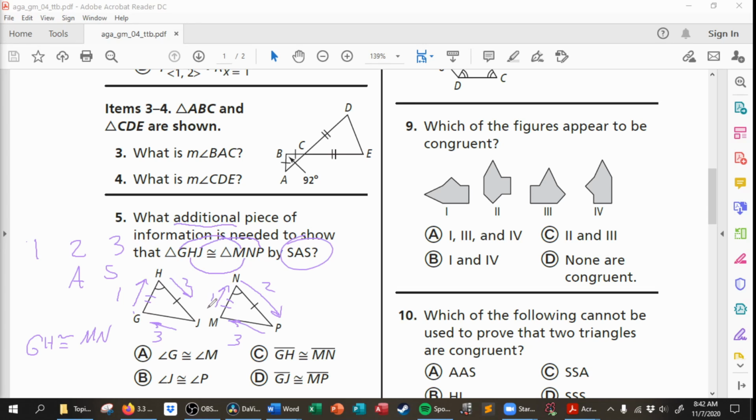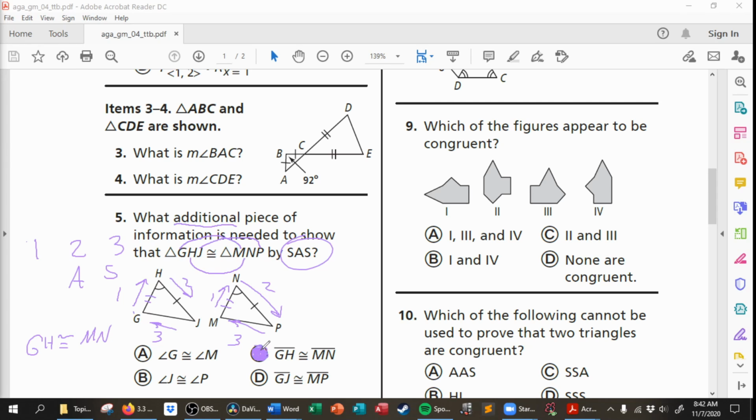And if you're watching the video, I just came to the realization I skipped question 3 and 4, so we're doing them a little out of order. Sorry about that. But let's knock this one out. GH to MN would be this side and this side. And that is actually an option choice right here.